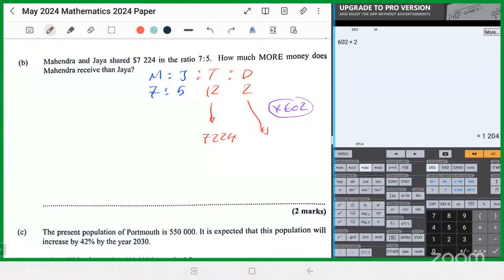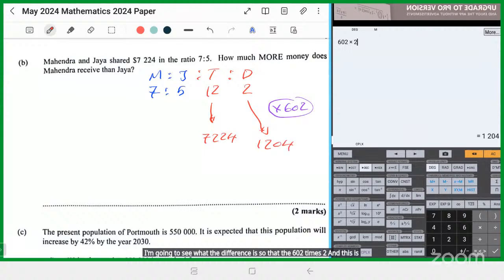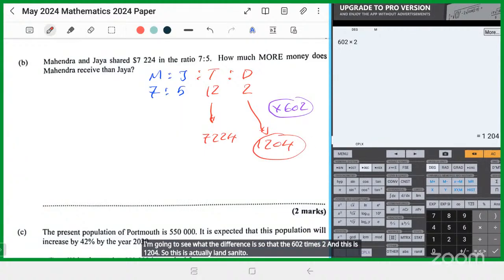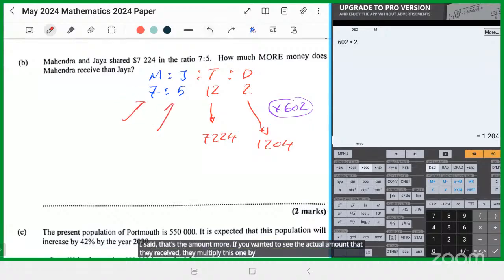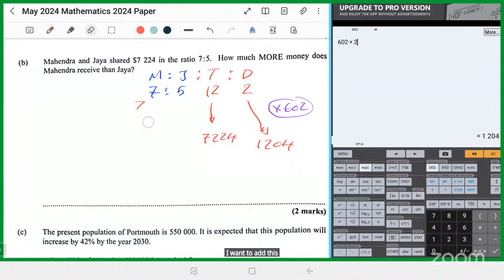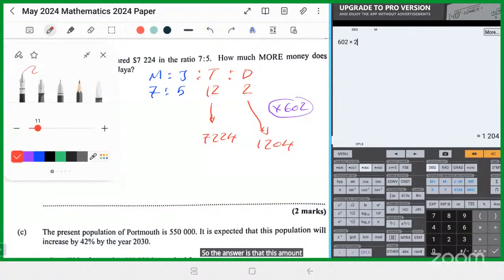And this is 1204. So this is actually the answer. That's the amount more. If you wanted to see the actual amount that they received, you multiply this one by the 602 and multiply this one by the 602 as well. But we don't need that. So the answer is that this amount was received more.